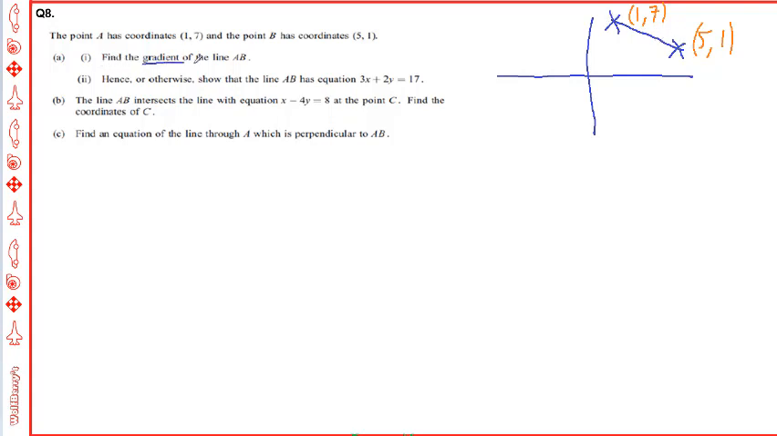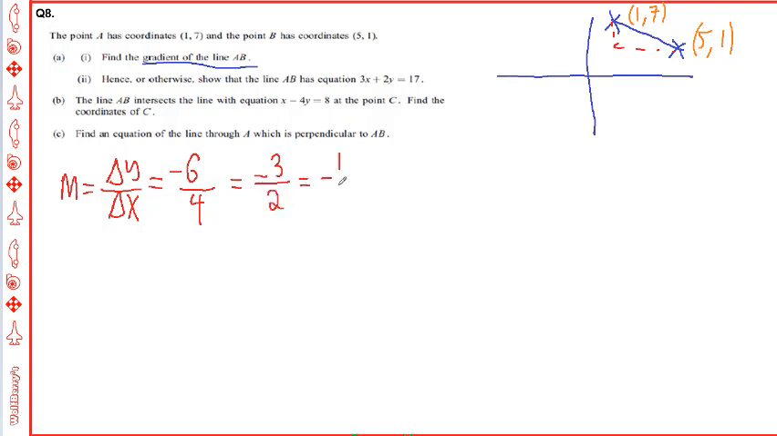First of all, it says find the gradient of the line AB. Now to find the gradient, we know this formulates a triangle. The gradient is always the change in y divided by change in x. Another name for the gradient is m. You can see here the change in y goes from 7 to 1. The difference between those two is 6. The change in x, 5 and 1, the difference is 4. Because it's going downhill, the gradient is negative. Minus 6 over 4 or minus 3 over 2, which is minus 1.5.